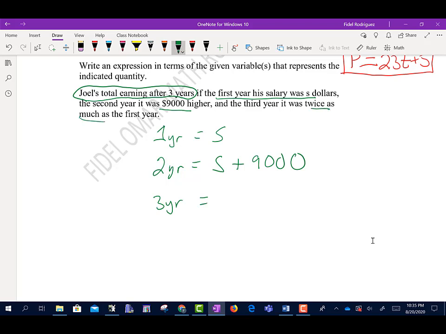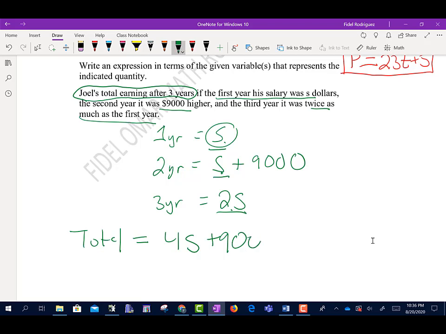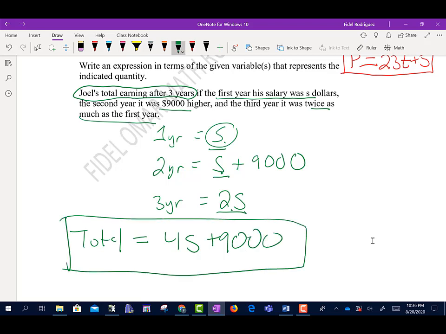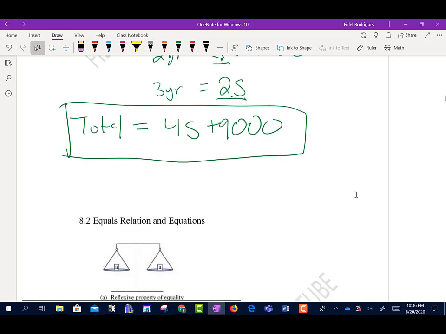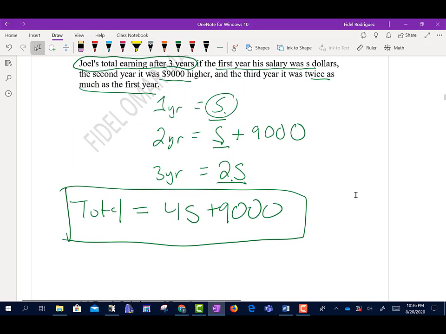There we go. The third year was twice as much as the first year. So whatever we had here, we're going to multiply it by 2. Now we want to know the total earnings, okay? So the total is going to be, we're going to add them all up. So S plus another S is 2S, plus another 2S, 4S plus 9,000, right? Okay. And that was 8.1.